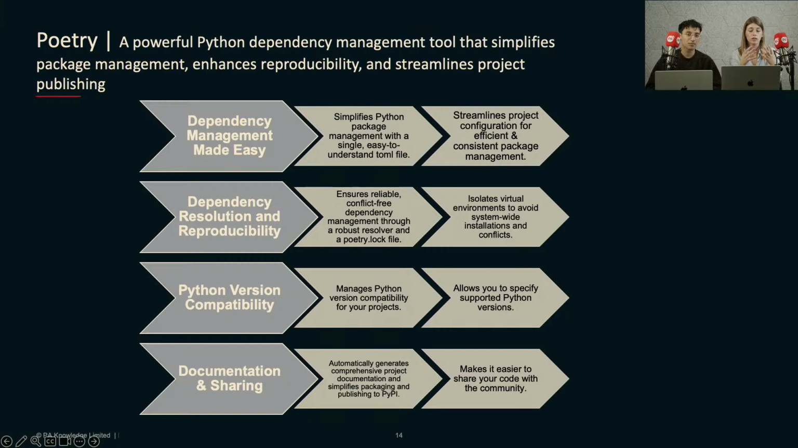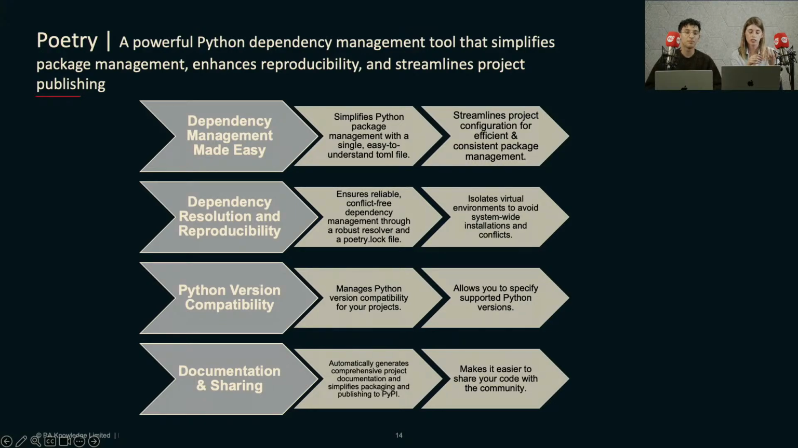It deals with the Python version compatibility, so it manages it for you. So when you initiate your Poetry project, you can actually define right there what kind of Python version you want, instead of depending on your operating system or etc. It defines it and you don't have to worry about it. And when you install new dependencies, it's related to that version, so you know that it will work. It also allows you to specify supported Python versions as well.